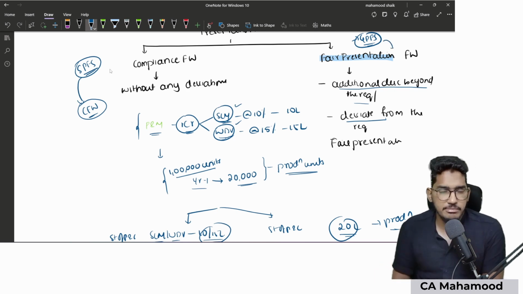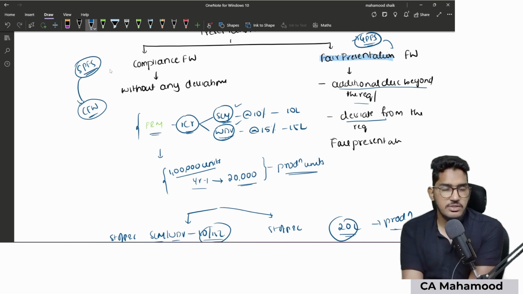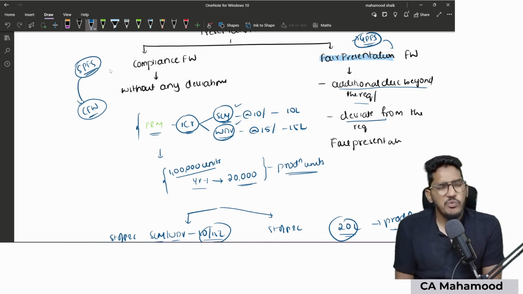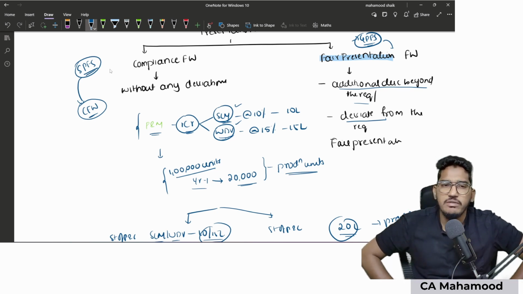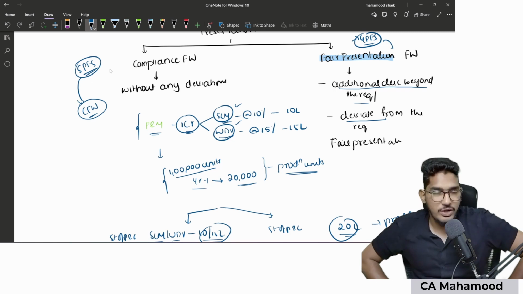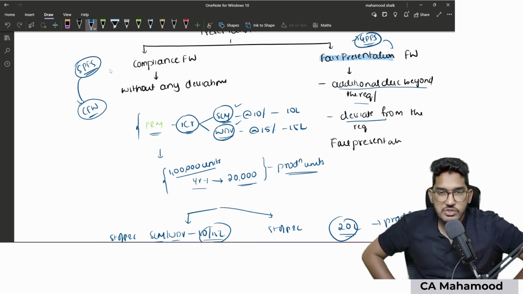The logic is very simple. When I say general purpose financial statements, they have to fulfill the financial information needs of so many users. So many users will be satisfied when they give a true and fair view. And where is the true and fair view possible? Only in the fair presentation framework.